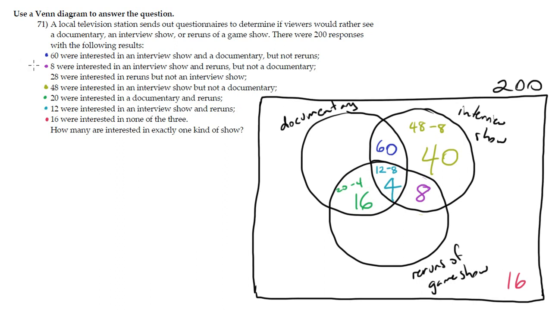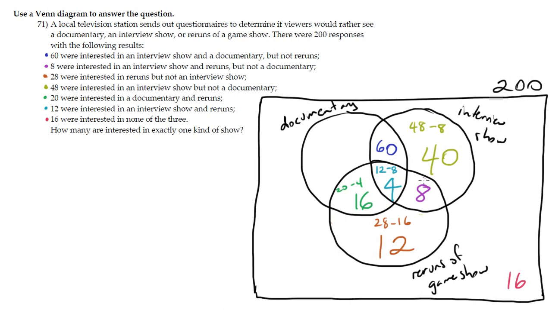Okay, we're still going. Let's see, orange type thing. 28 were interested in reruns, but not an interview show. So just this region here, 28. I already have 16. 28 minus 16, that's 22. Oh, not 22. Whoa, whoa. After all that work, 28 minus 16 is 12. Okay. So now I literally have every region except the one.